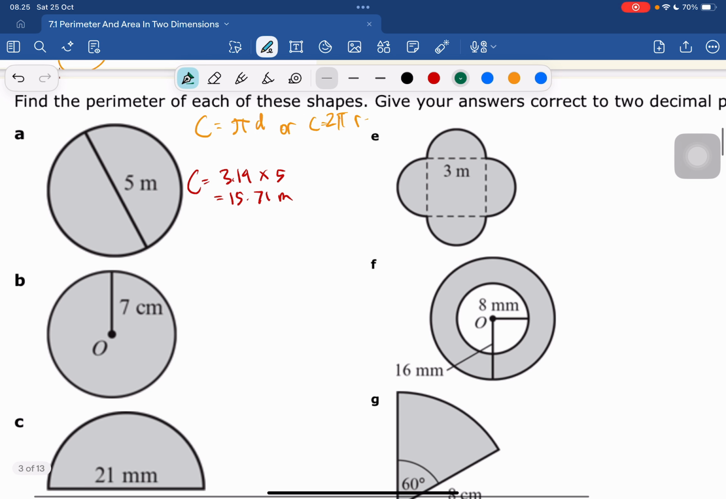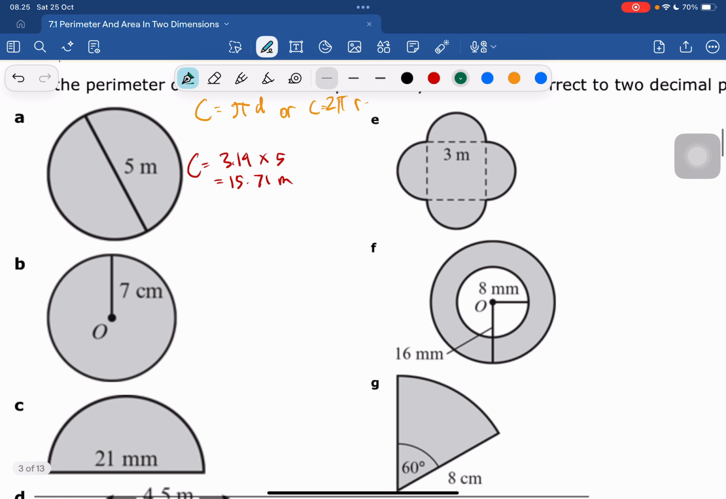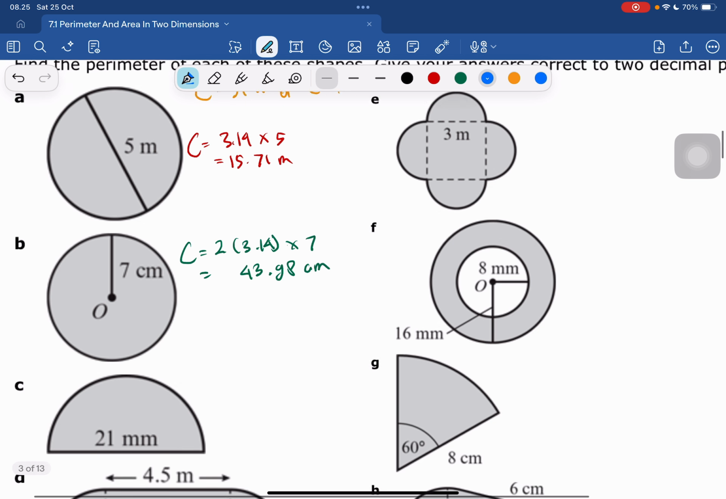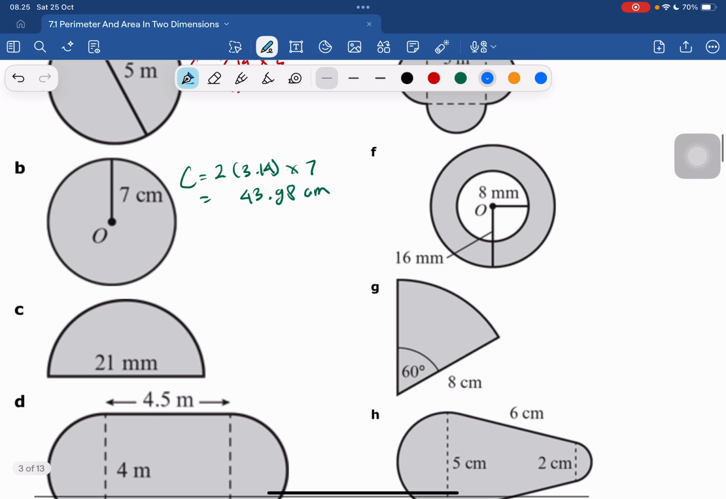Next, for B, okay, so for the B, 7 centimeters. So we can write it, circumference is going to be 2 times 3.14 and then multiplied by 7. So this is going to be 43.98 centimeters.